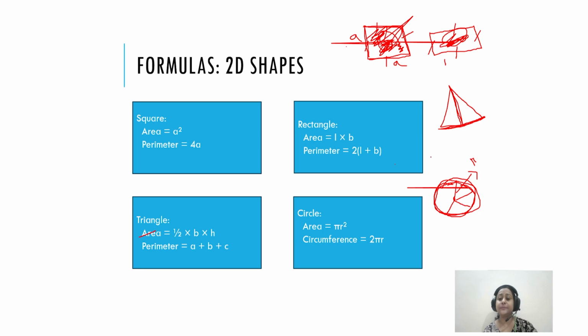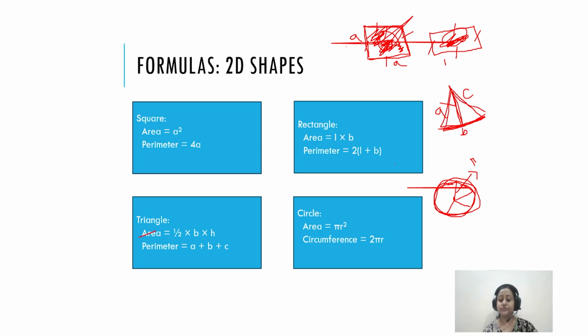And what is perimeter? Perimeter is the summation of all these sides. Suppose this is A, the length of this base is B, and this is C. So A plus B plus C will be the perimeter, that is the summation of the outer boundary.